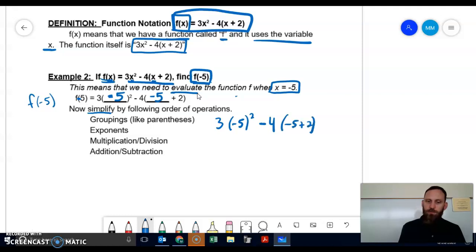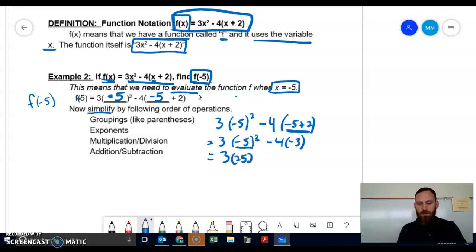And I'm going to start with groupings, which is my parentheses. So I'm going to rewrite this as 3 times (negative 5) squared minus 4 times (negative 5) plus 2. All right, now we're ready for exponents next. So negative 5 squared. Well, negative 5 times negative 5 is positive 25. Two negatives make a positive. So that's 25. Now I'm ready for multiplication.